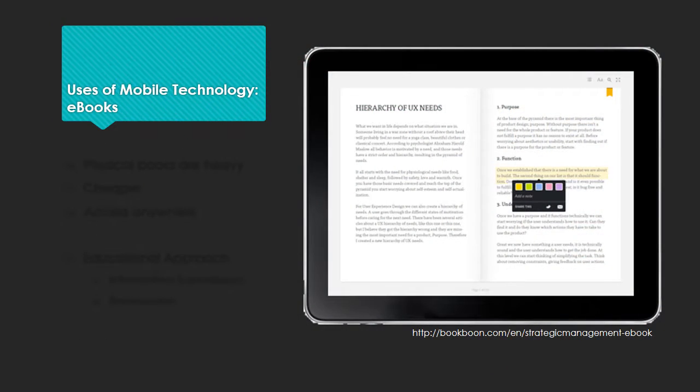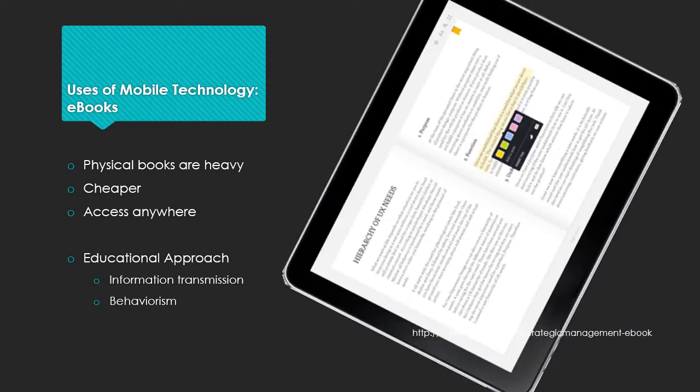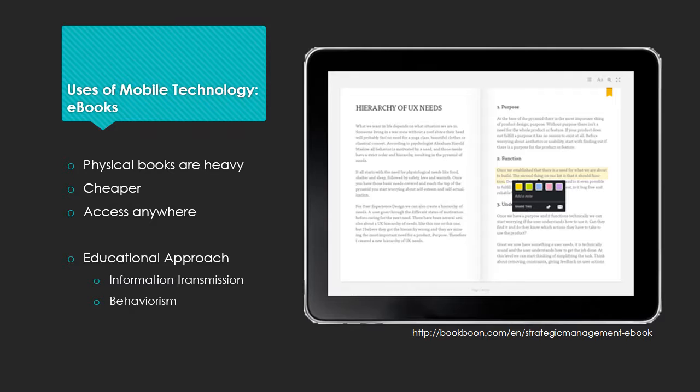I will now talk about the uses of mobile technology in the study of commerce. Ebooks are commonly used by commerce students as physical textbooks are often heavy to carry and more expensive to purchase. The use of ebooks means that students are always able to have access to their learning material whilst being able to highlight, annotate and bookmark pages. The use of ebooks encompasses an information transmission approach to learning. Some ebooks may also encompass a behaviourist theory of learning if they include quizzes within them.